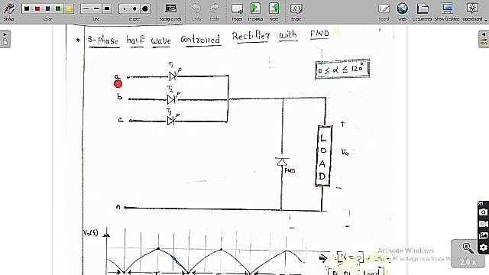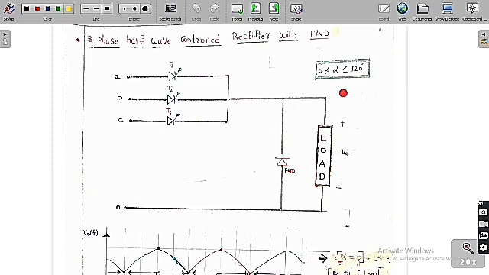So this is the three phases A, B, C, and this is the neutral point, or we can say common point. That is T1, T2 and T3. This is the load we are going to keep, and across the load we are going to keep a freewheeling diode. This is the load voltage V0 and the load current is I0 of t. We have already analyzed the circuit without the freewheeling diode, but now we are going to keep the extra freewheeling diode to analyze this circuit.